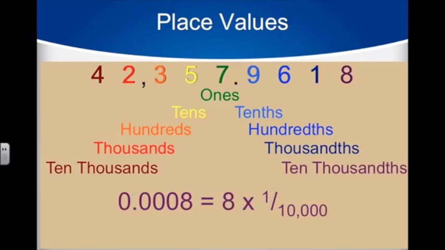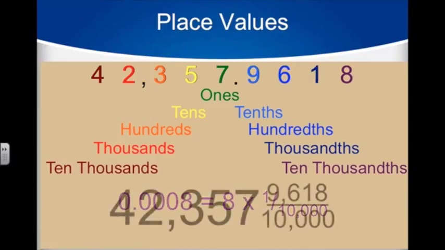Finally, 8 is in the 10,000ths place. It's worth 0.0008, and it means that we have 8 1/10,000ths. Because the 10,000ths place is the smallest place there is a digit in, we would read this number like we would if it were a mixed number: 42,357 and 9,618 10,000ths.